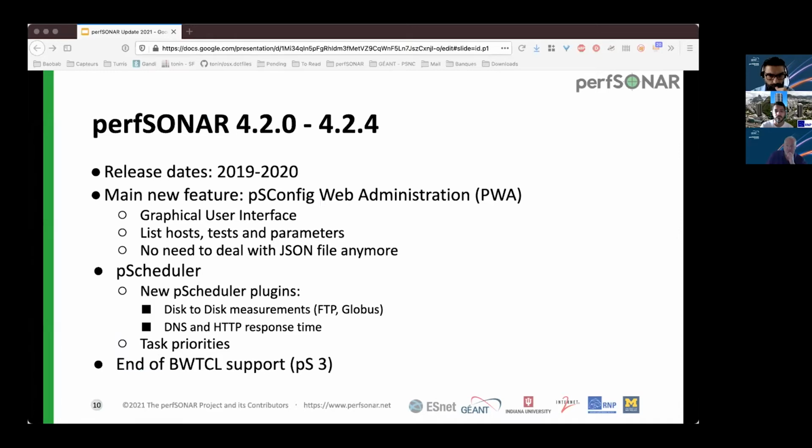With the release of perfSONAR 4.2, the main new feature we brought was the psconfig web administration, so PWA, which is a new graphical user interface that you can use to generate your psconfig deployment file. And there were some new plugins for pscheduler as well to do some new measurements. And that was also the time where we retired BWCTL, that was still maintained from the older version of perfSONAR.